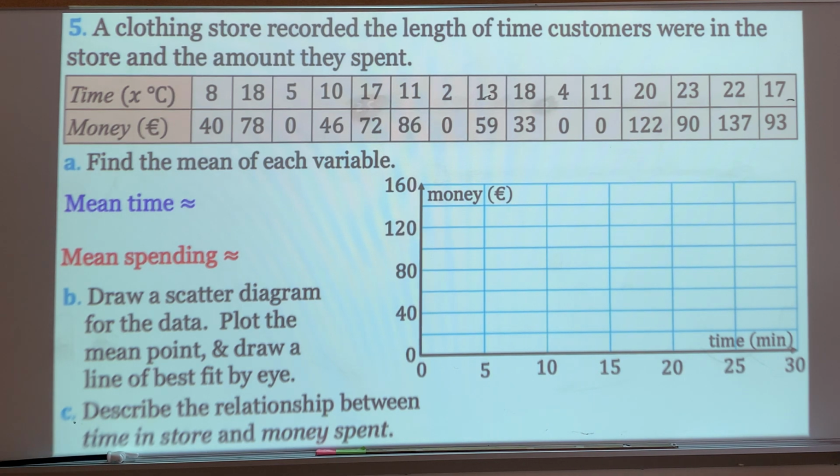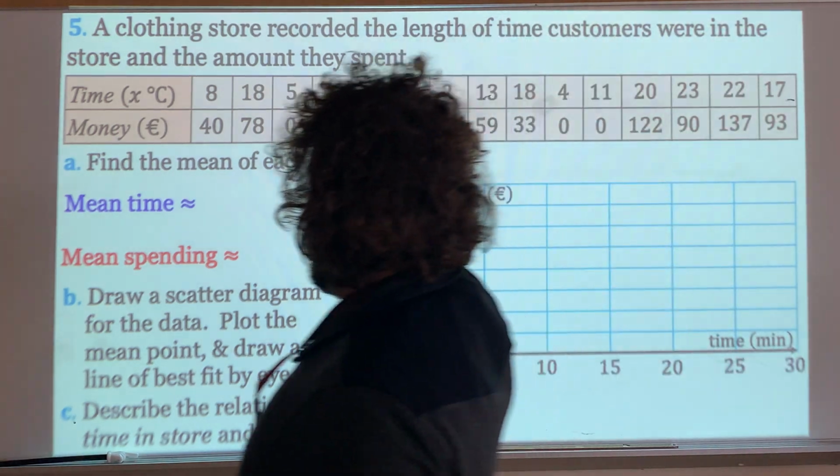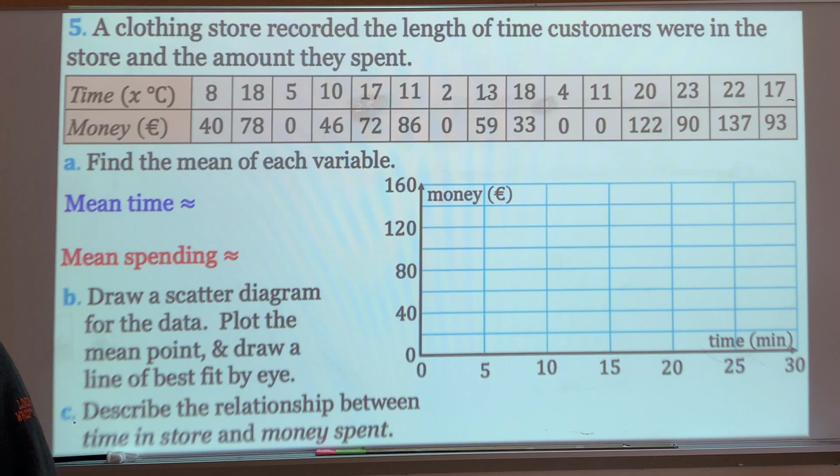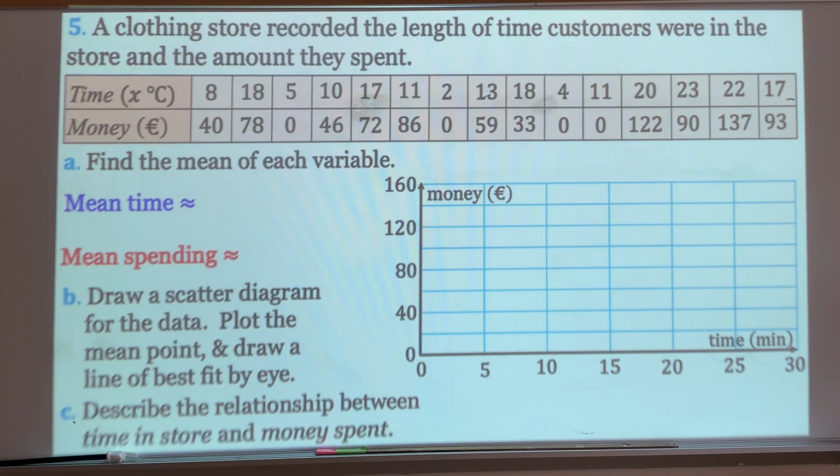Problem number 5 says a clothing store recorded the length of time customers were in the store and the amount of money they spent. Each review set has about 7 problems, so we're almost done with the first review set, just so you know. It's 7 and then the next one is 8. So find the mean of each variable. Once again, we're going to have to type all these into our calculators. All right, so let's go.